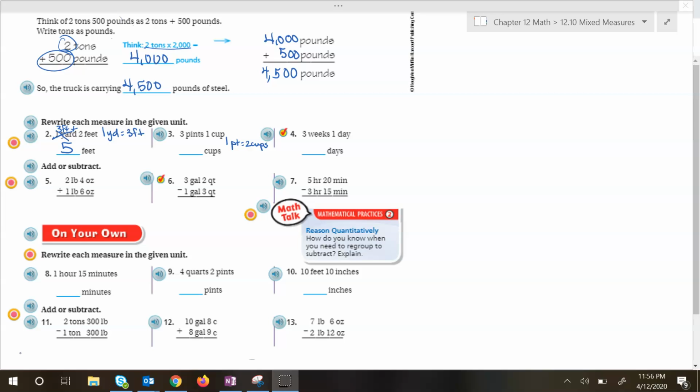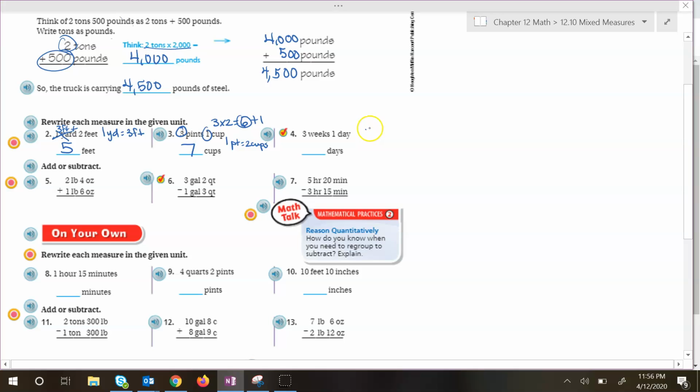Remember, 1 pint equals 2 cups. So you have 3 pints. So you have 3 times 2, which gives you 6. And then we have the 6 plus the 1, that would give us 7 cups. Now some of these I'll do together and some I'll ask that you pause and try them on your own and then check your answer.